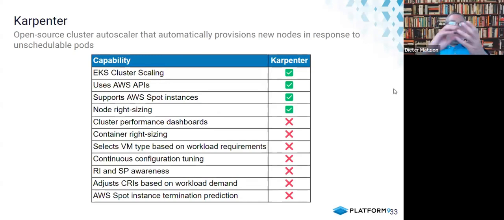So you have containers. The containers are running on virtual machines. And if the control plane realizes that it cannot instantiate additional pods or containers, it needs to instantiate a new virtual machine to have room for these new resources. And that is what Karpenter is doing. It does EKS cluster scaling very well, so green check mark. It uses the AWS APIs, so great. It supports AWS Spot instances.